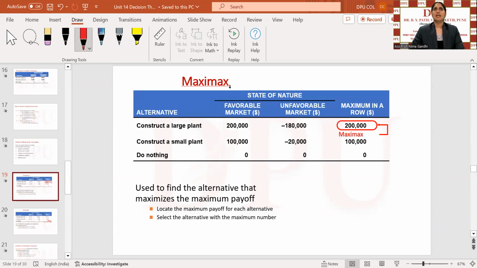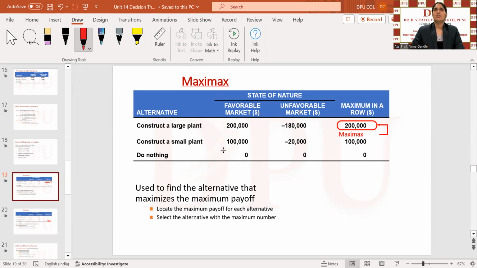So the max-min criteria. It is the same thing as we have done in game theory. When you're using max-min, first you find the maximum of the row, the maximum of the row. So what is the maximum here?